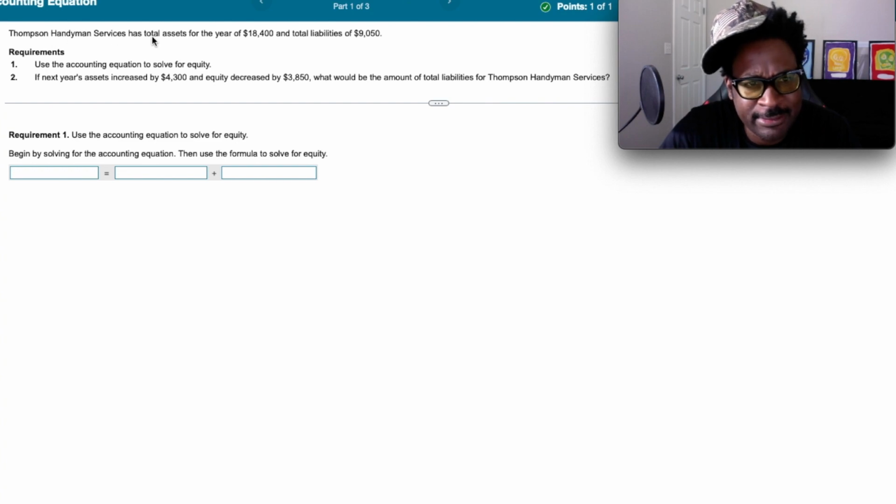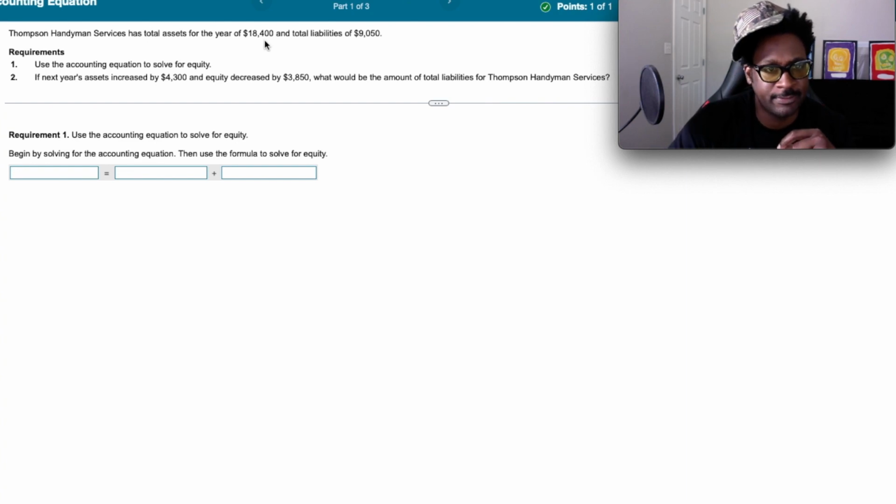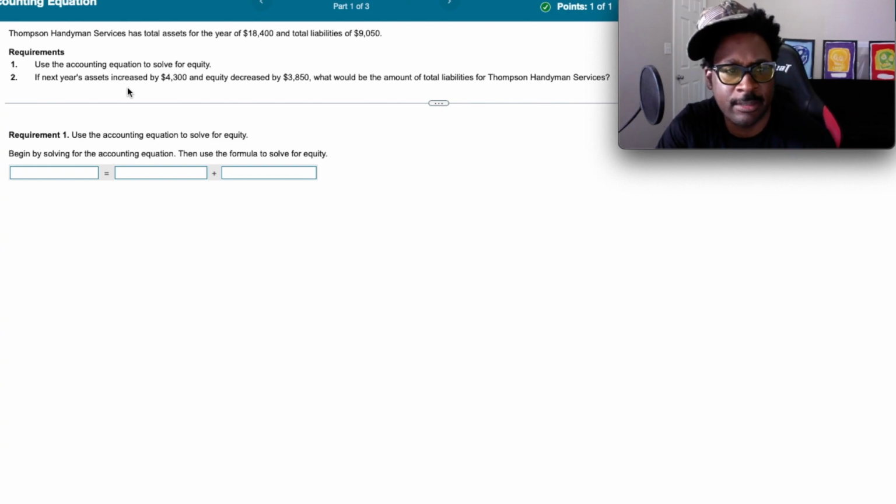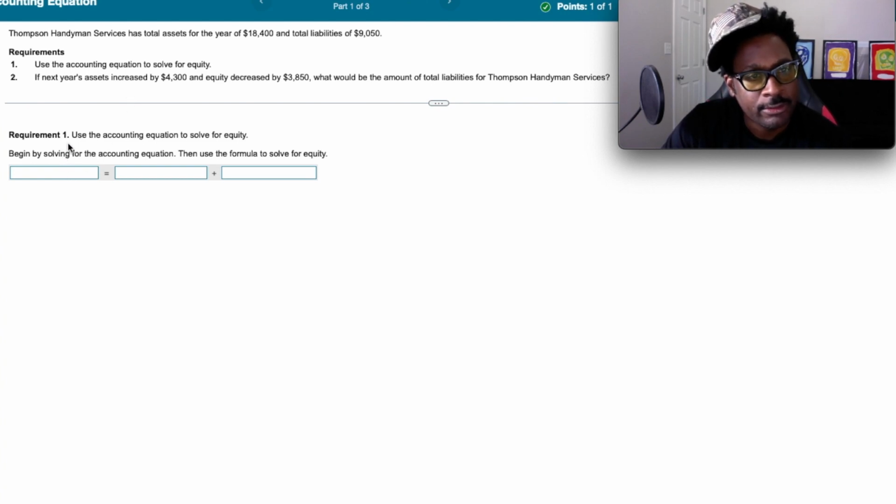Thompson's Handyman Services has total assets for the year of $18,400 and total liabilities of $9,050. The two requirements tell us that they want us to use the accounting equation to solve for equity, and if the next year's assets increase by $4,300 and equity decreased by $3,850, what will be the total liabilities for the company? So, use the accounting equation to solve for equity.